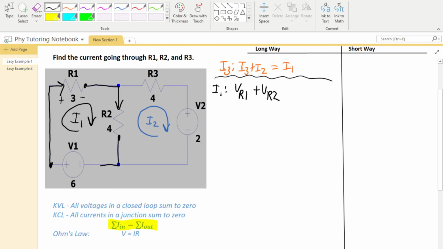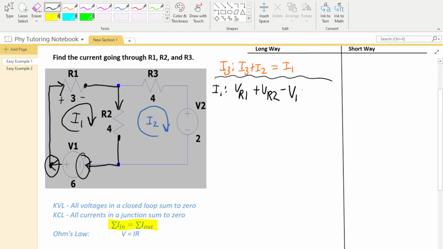Now I'm following my little path, and this time I hit a battery. So this does matter whether I hit the plus or minus first. Here I hit the minus first, so if I see a negative, I'm going to write a negative. So that's going to be a minus V1. If I hit the positive end first, I would have put a plus V1. So yes, it does matter whether you hit the plus or minus first. And now I'm back to where I started.